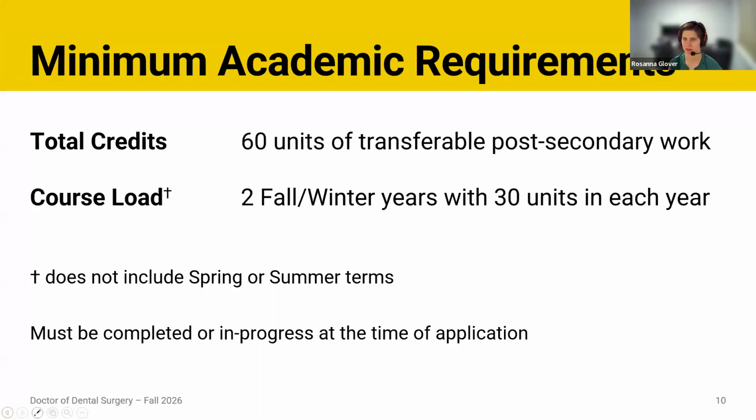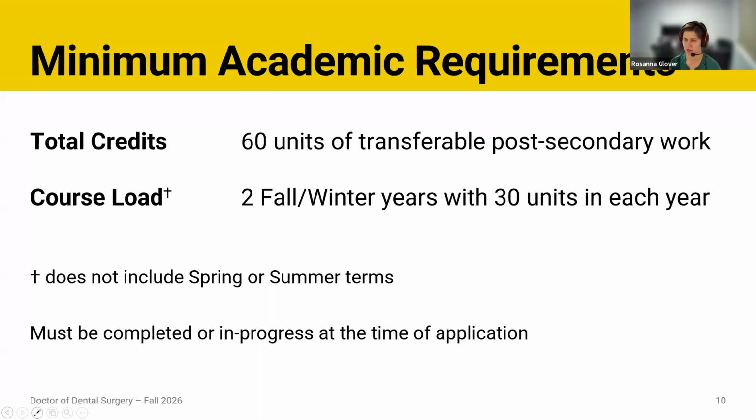So first I'll get into what the minimum academic requirements are. Like I mentioned, you have to do 2 years of university level study. This is done in any program of your choosing. A lot of people do choose the Faculty of Science. However, it's really up to you what you would like to do as long as you're able to meet our requirements within that program. So 60 units of transferable coursework is what's needed.